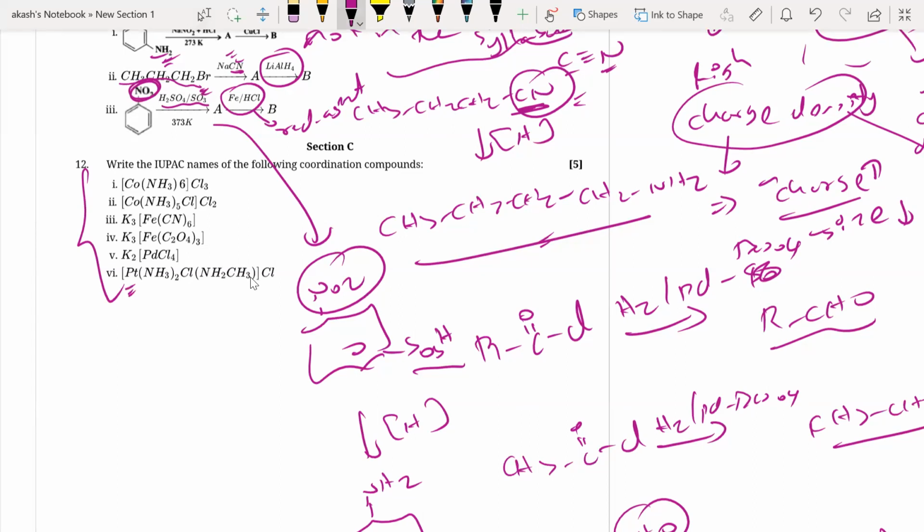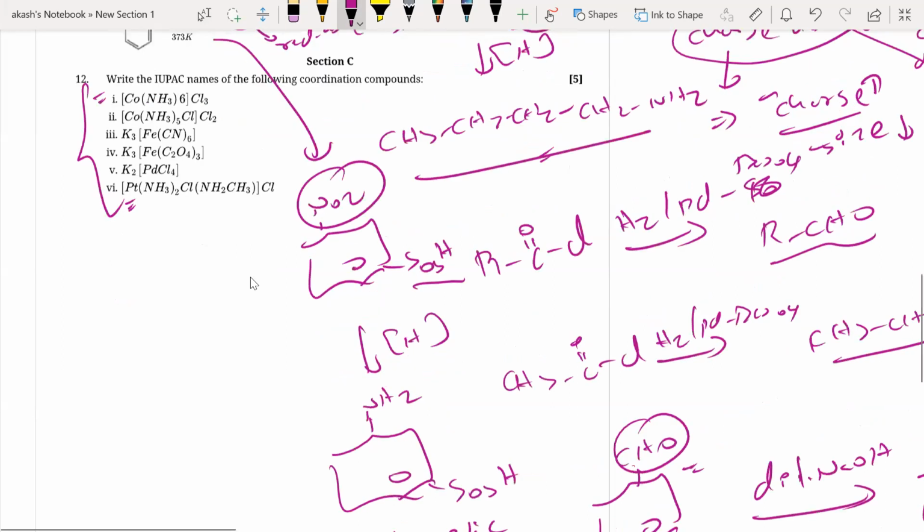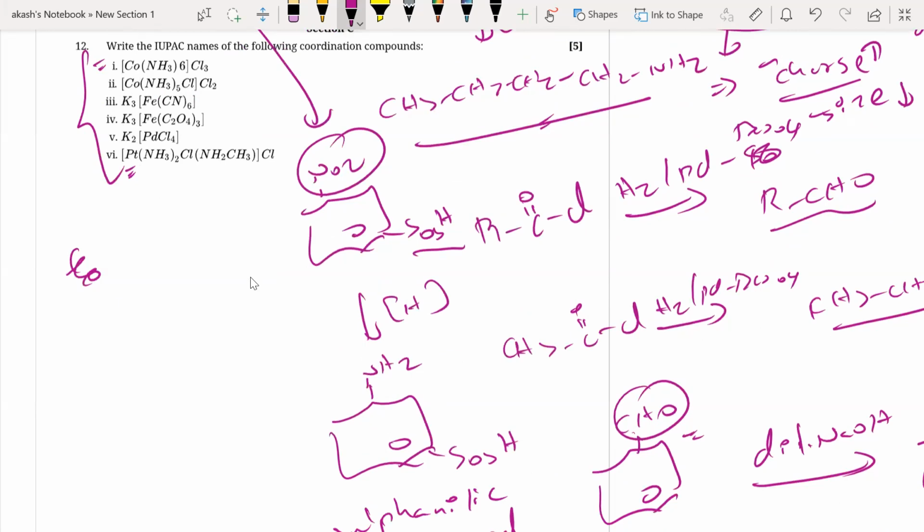Okay, wait. I'll discuss everything. No issues, it's not a big deal. It'll take only one minute for me to solve everything. So I have Co(NH3)6Cl3. Now you can easily understand that this is your cation and definitely this is your anion.